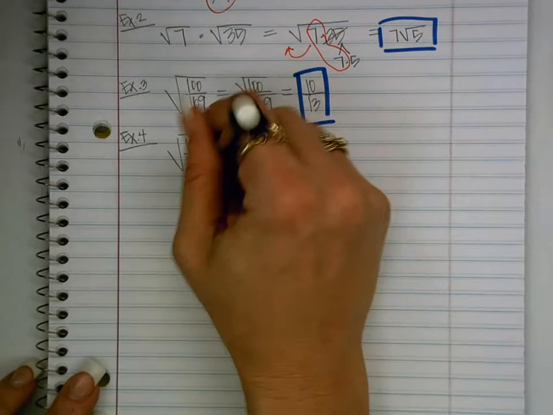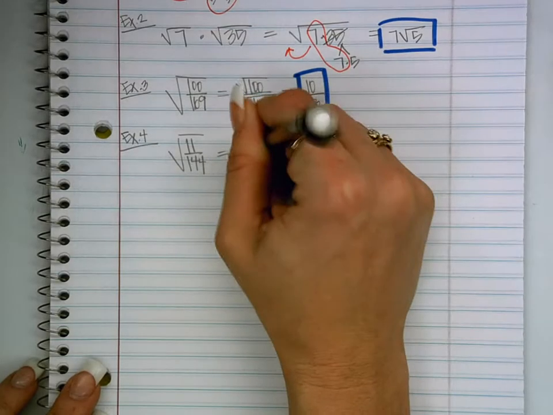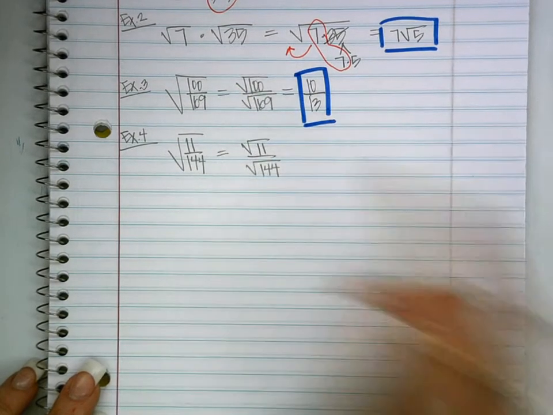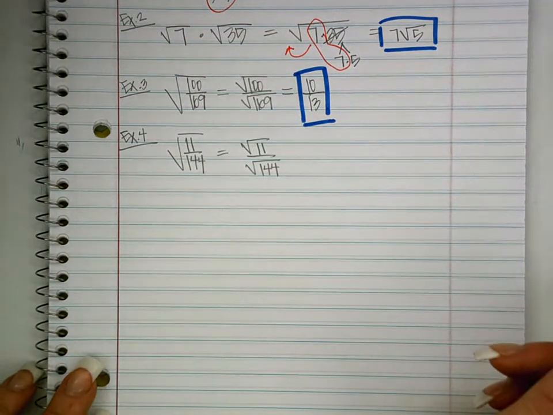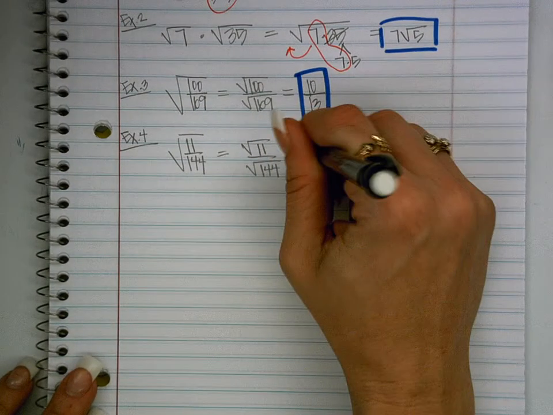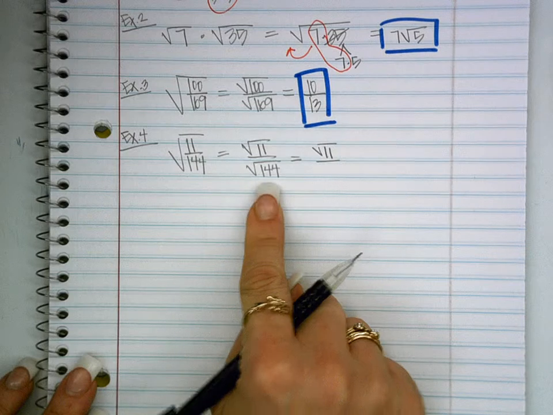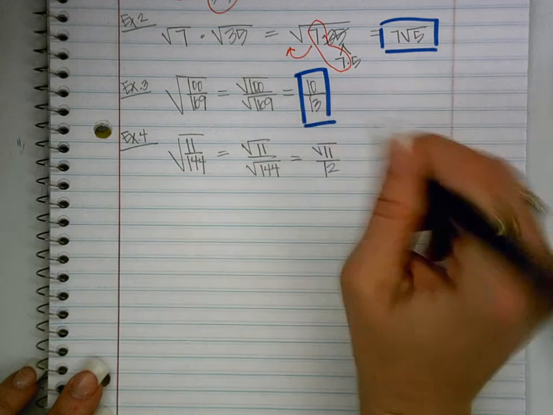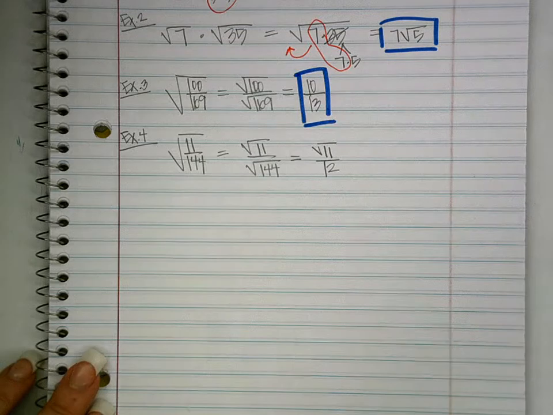So again, break it into two little ones. So root 11 over root 144. Are there any pairs that can come out of the square root of 11? No, we don't know that one. So it just stays root 11. Do we know what the square root of 144 is? 12. Can you reduce anything there? Nope. That's your answer.